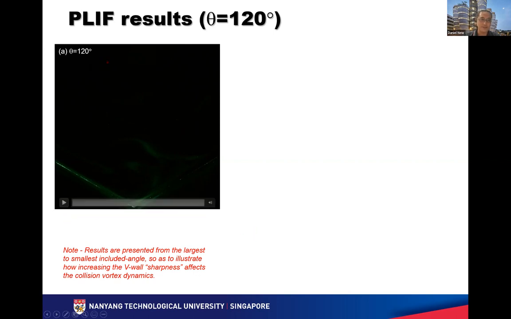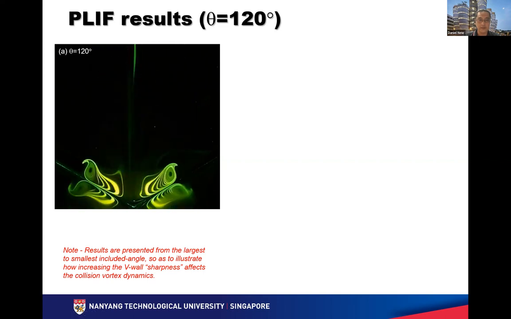So anyway, over here it shows the 120 degree V-wall, with the vortex ring coming down. And this is what we get. The results are presented from the largest to smallest included angle, because if we start off with the largest included angle, it's easier to relate to a vortex ring colliding with a totally planar surface. So it's going to ease us into the visualizations. Let me just play this video.